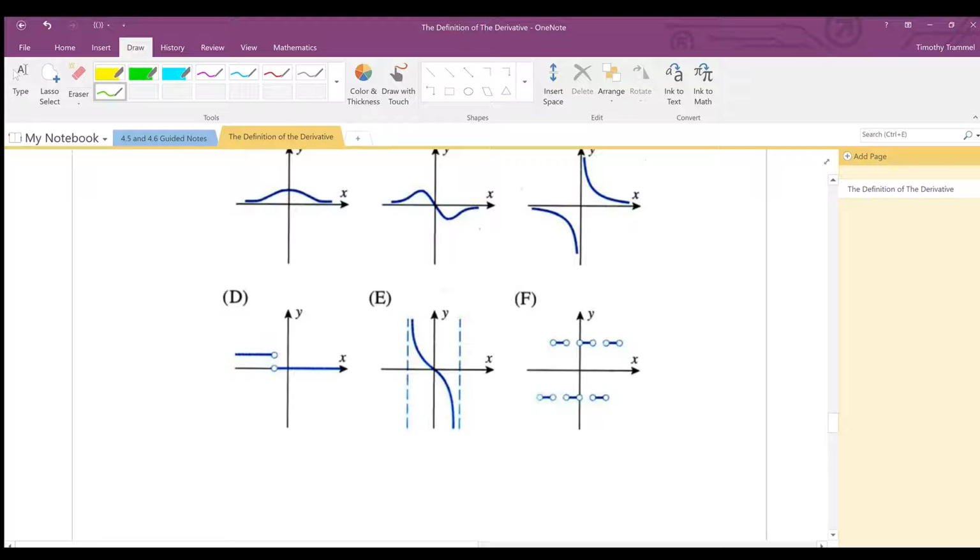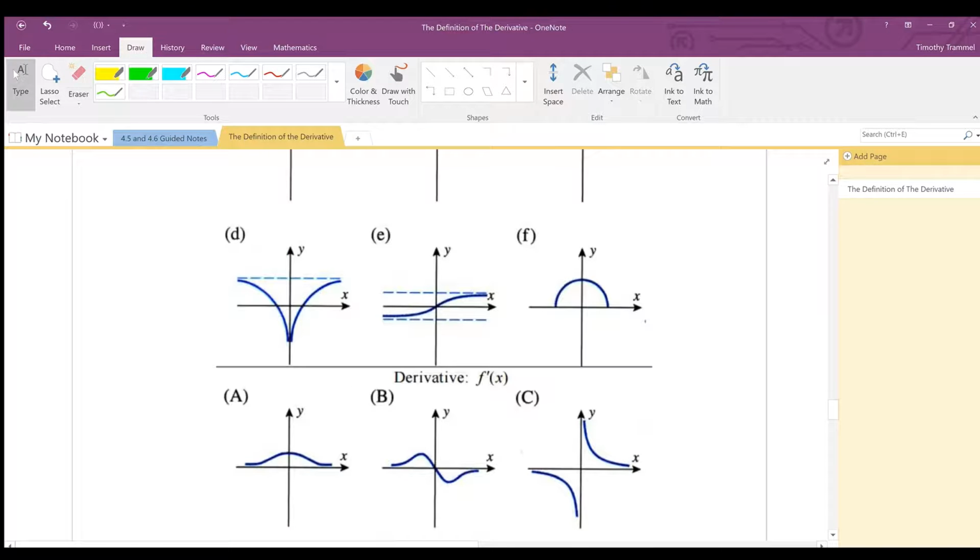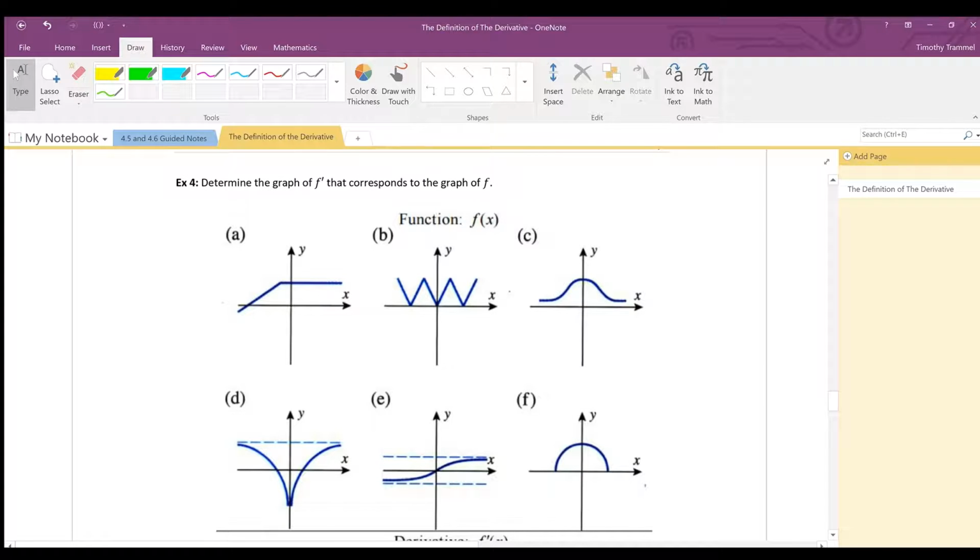So for f here, I see a bunch of horizontal lines, and I see these spots where the derivative doesn't exist, a bunch of them. Okay, so f and b correspond. Let's just write the f up here. There we go.